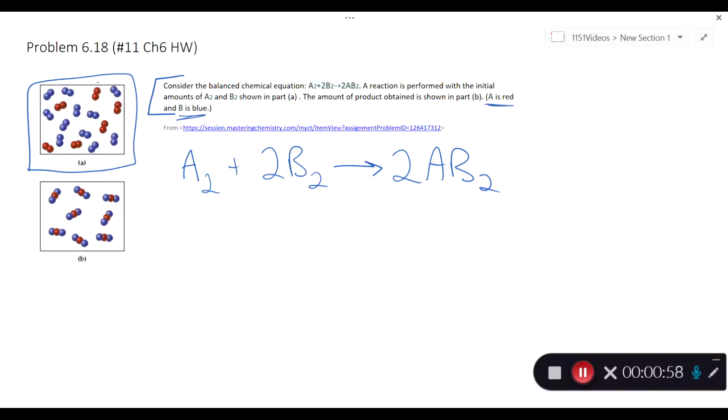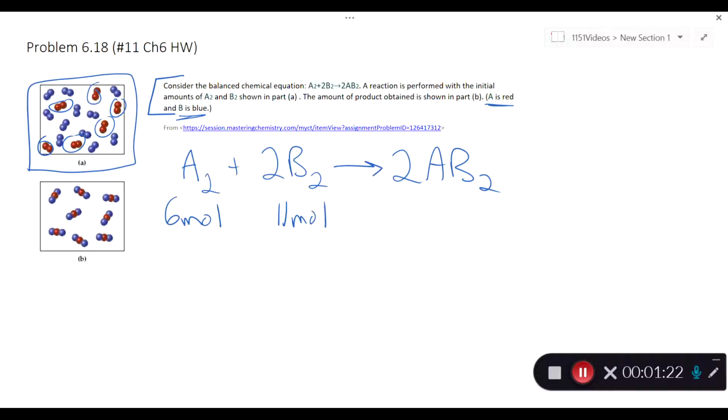So I'm literally counting 1, 2, 3, 4, 5, 6 of the red. So I'm going to say I'm given 6 moles of A2. So I'm writing that underneath A2. And then if I count the blue spheres, I'm not going to circle them, 1, 2, 3, 4, 5, 6, 7, 8, 9, 10, 11 moles of B2. So 11 moles of that.